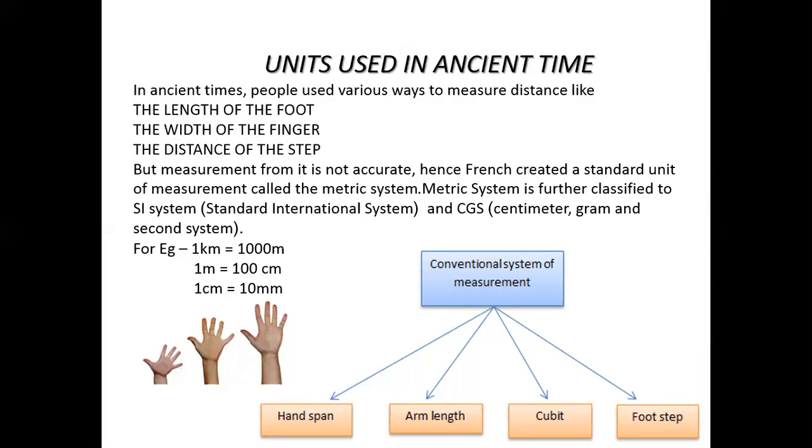Third, cubit means the measurement from the tip of your hand's finger till the elbow. And fourth, footstep. Like if you walk a distance with two legs, first and second step, the distance from the first step to the second step will be counted as a whole step, a whole measurement.